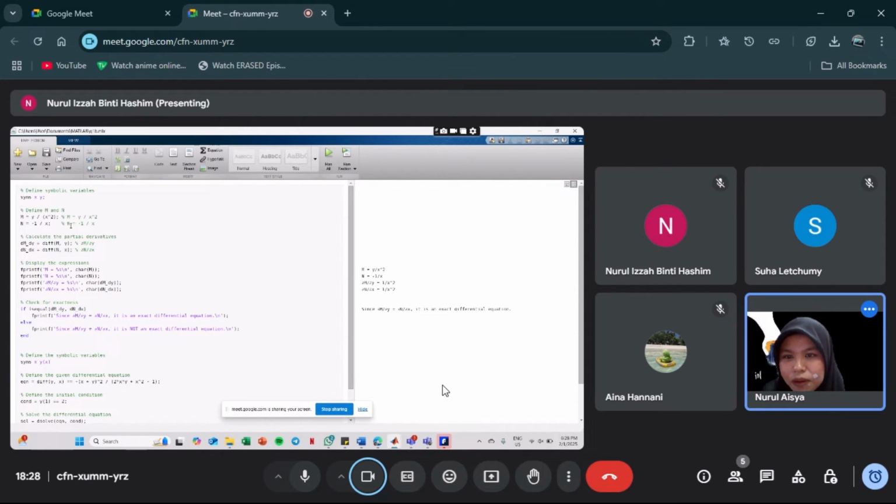Step 3, partial derivative. We calculate the partial derivative of y and partial derivative of x using the different function. For step 4, output result. This section prints the computed derivative to the command window for verification. Step 5, exactness check. This conditional statement checks if the partial derivatives are equal. If they are, it confirms that the equation is exact and outputs the appropriate message.